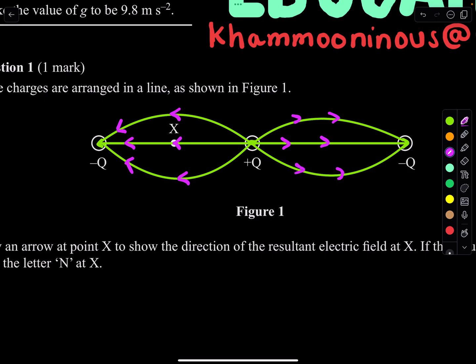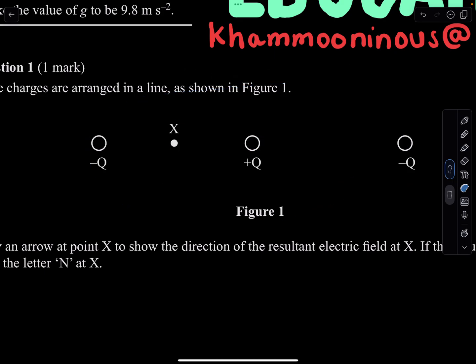And perfect. I think that's all you're going to need to know. I know I'm going into detail, but overall, at point X, what is the resultant electrical field? As we can see, it's to the left. So at point X, we'll rub this whole thing out. I just want to show you how the electrical field will look. Just to the left, pretty much. You just want to draw a basic arrow to the left. That should be your resultant. Easy.